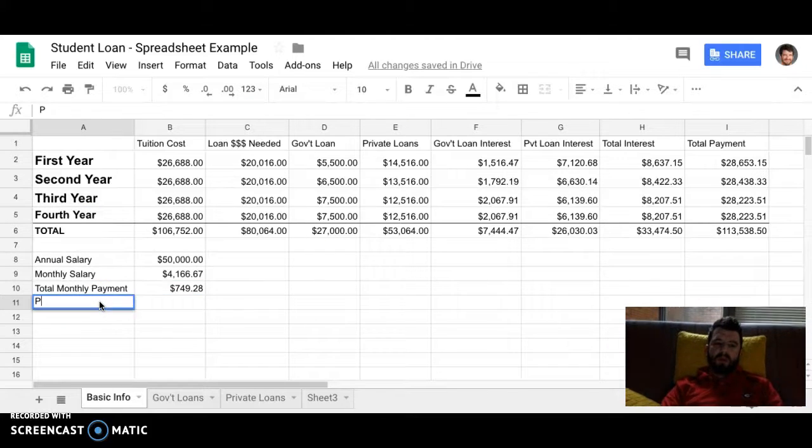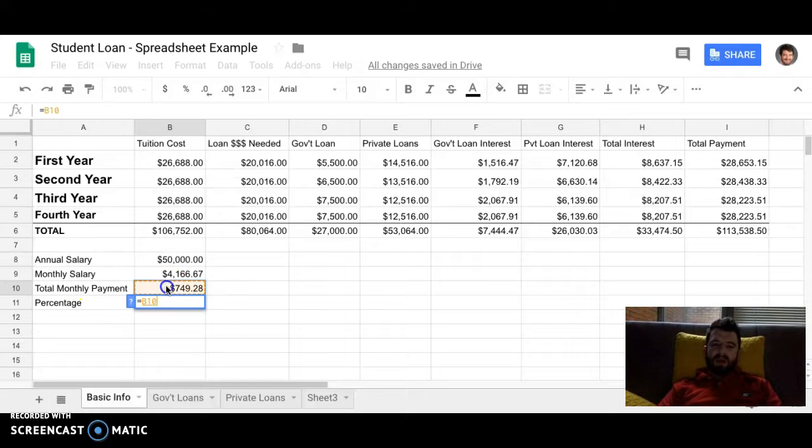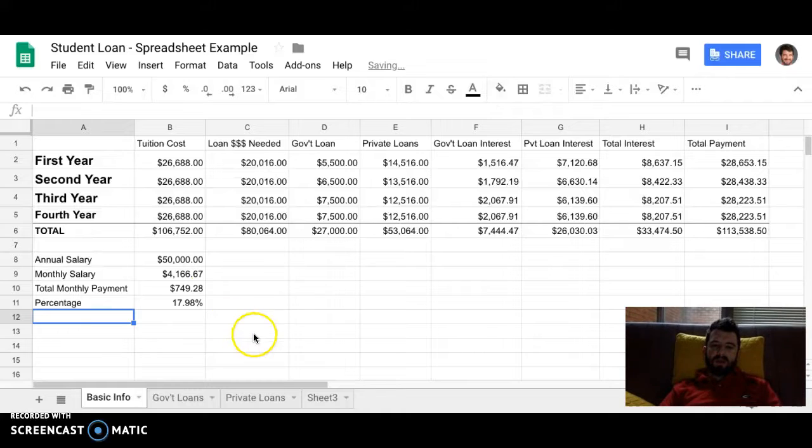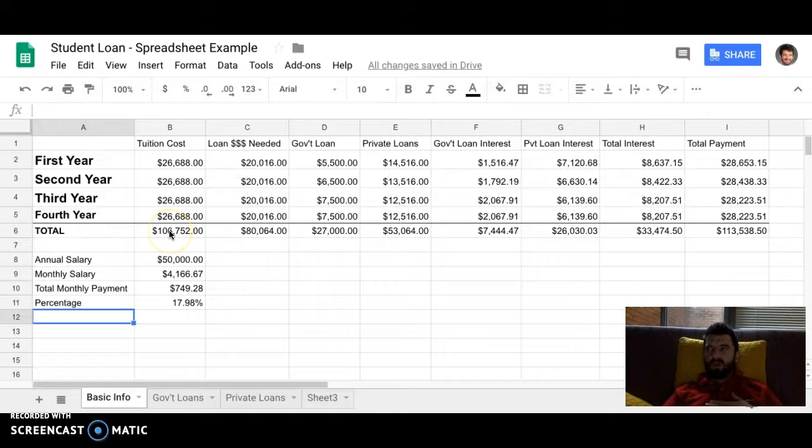So now I want to figure out the percentage that is. To figure that out, I'm going to divide my total monthly payment by my monthly salary. And I see that my student loan payment is about 18% of my monthly salary, which is a pretty big chunk, a really big chunk. Now, your annual salary might be higher than this, and this is not my real salary. Don't worry about Mr. White. But that is something to consider.